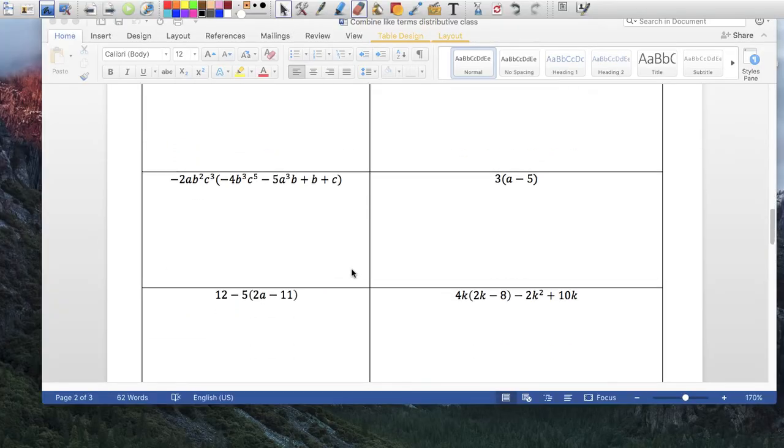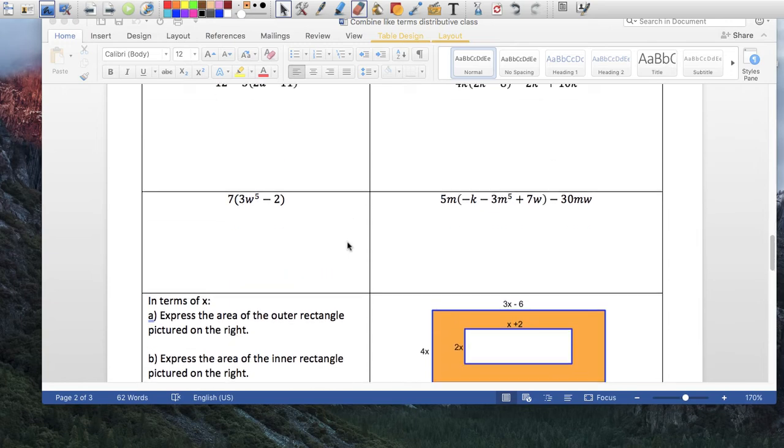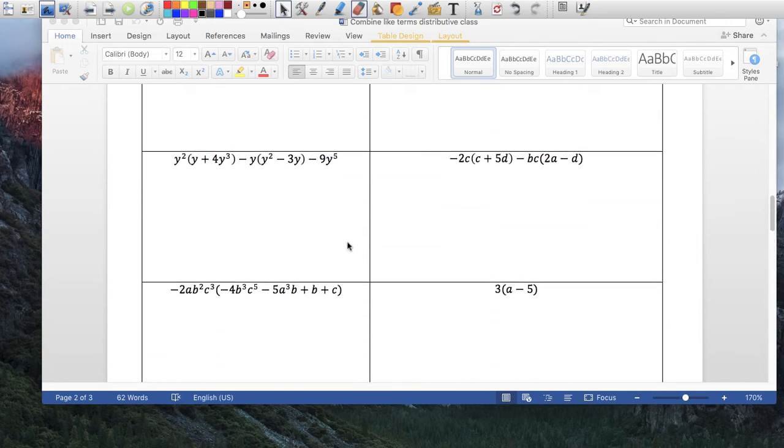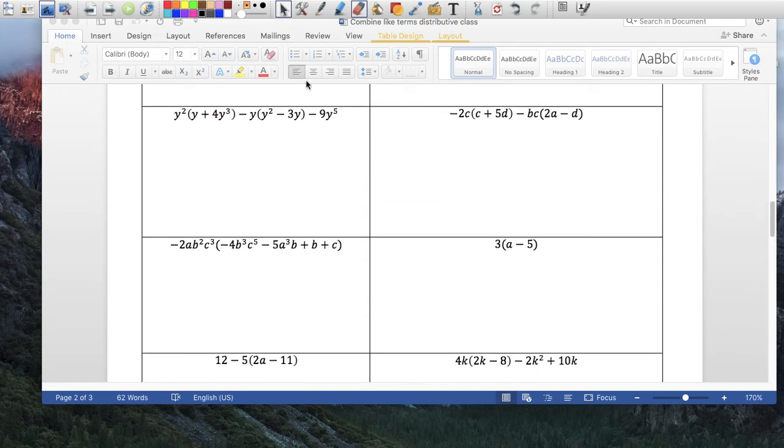Why is this not moving? There's quite a few easy ones, so let me do this one. y to the third power plus 4y to the fifth power. This is going to be minus y to the third power. Negative and a negative is going to get positive 3y squared. And then minus 9y to the fifth.